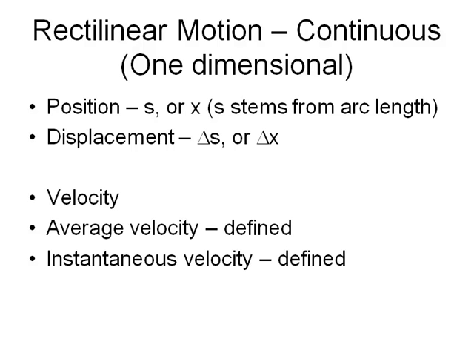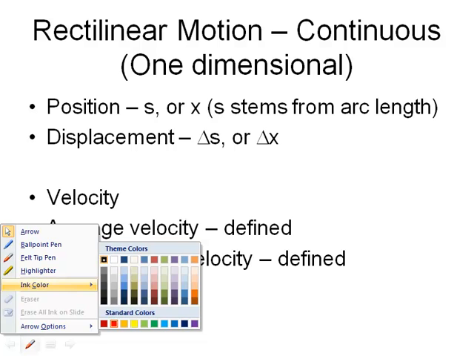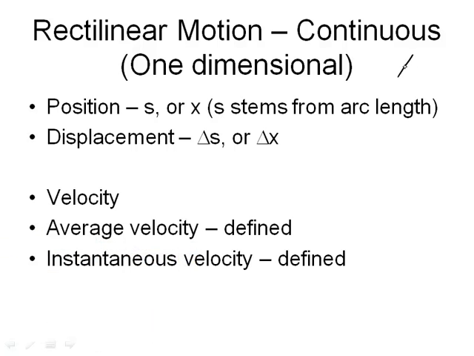The first of those is position. Some books will use the letter S for position, and some books will use the letter X. S generally stems from a discussion of arc length. You may recall from geometry that the arc length of a portion of a circle, S, is equal to the radius of that circle times the angle theta measured in radians. And so that's kind of where the S is coming from. But for the most part, I'm going to discuss position using the letter X.